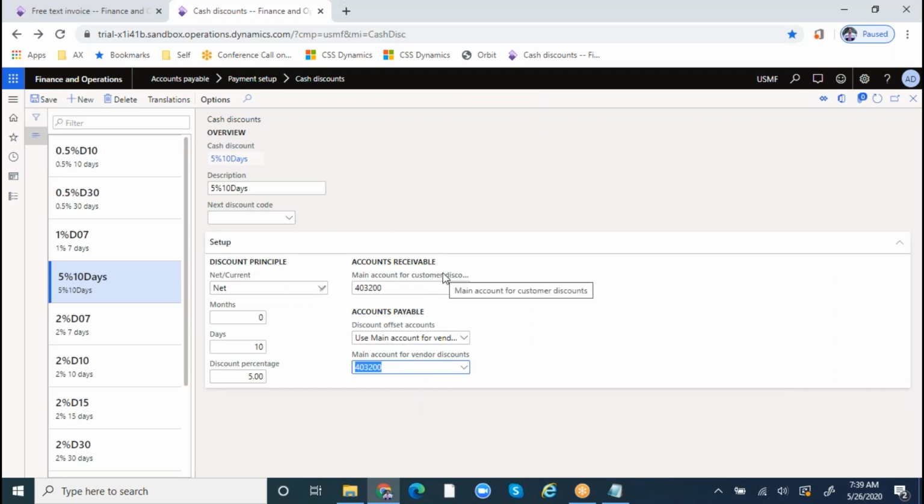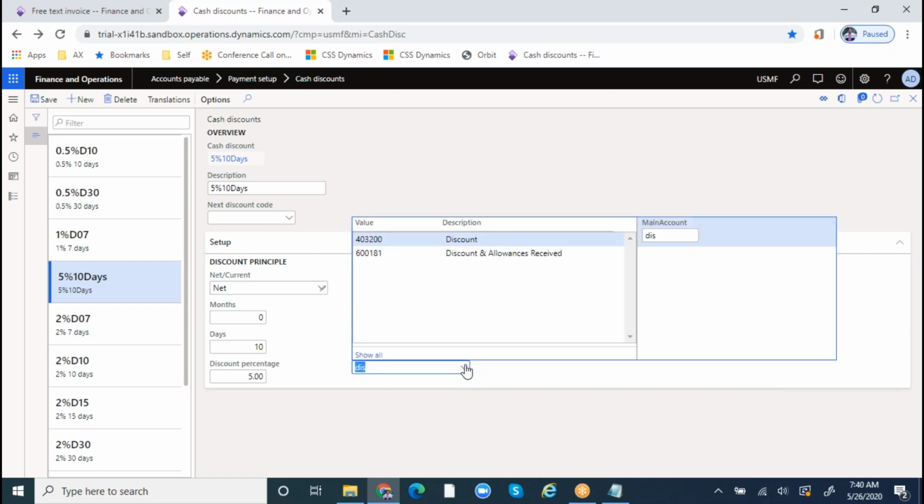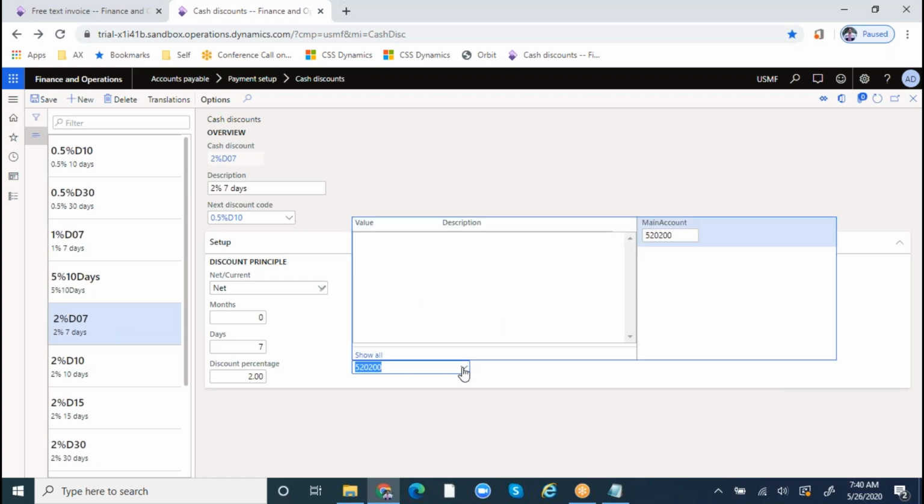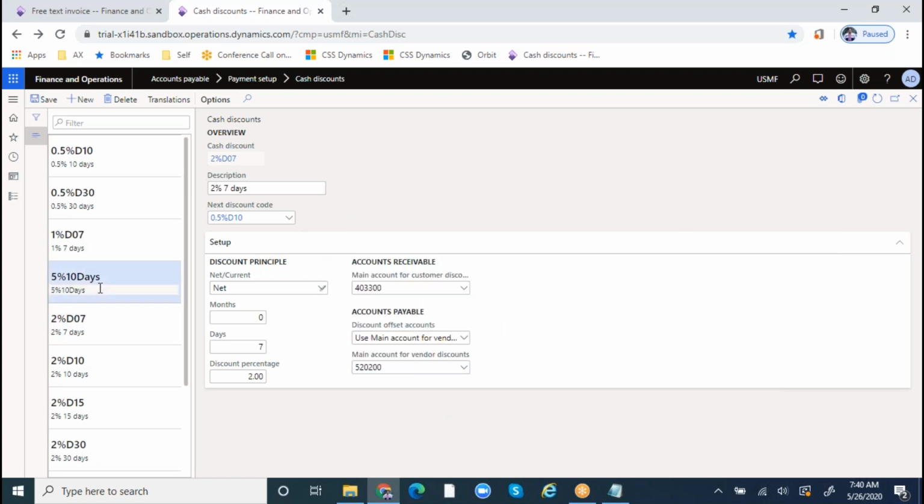This is customer discount. This is vendor account discount. This should not be this one. Give me 1 second. Let me map. Okay.